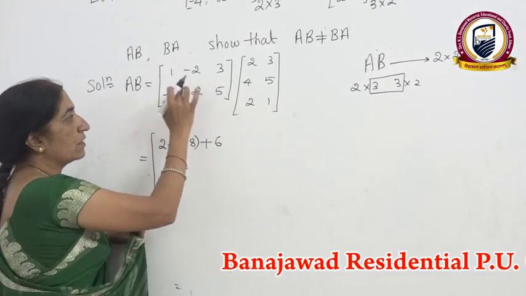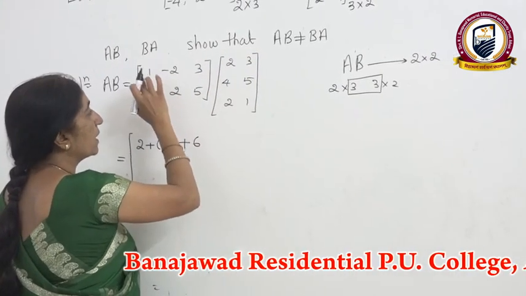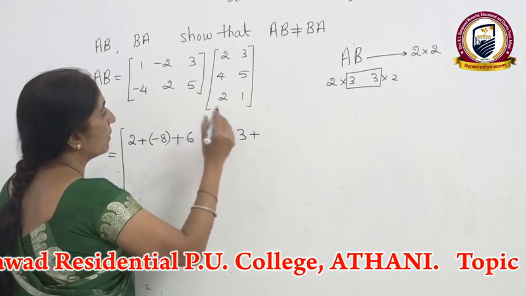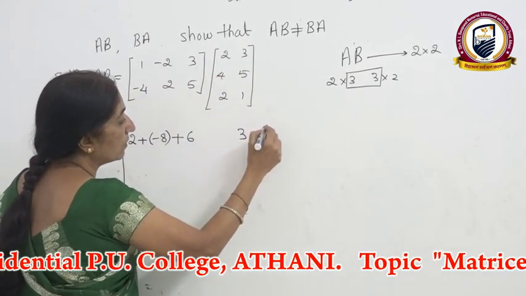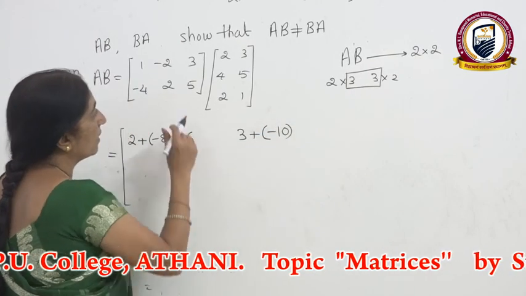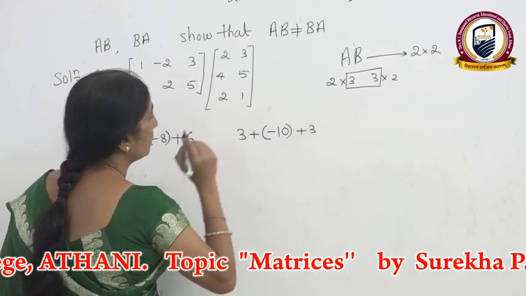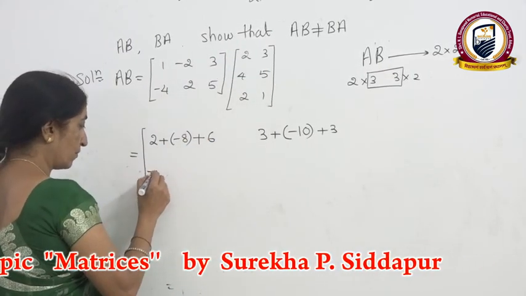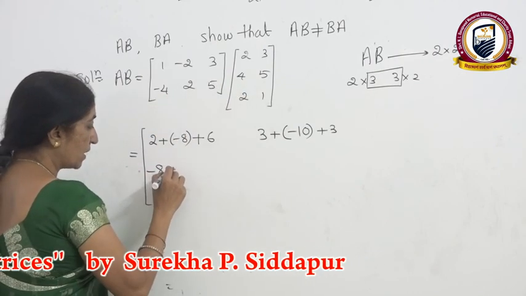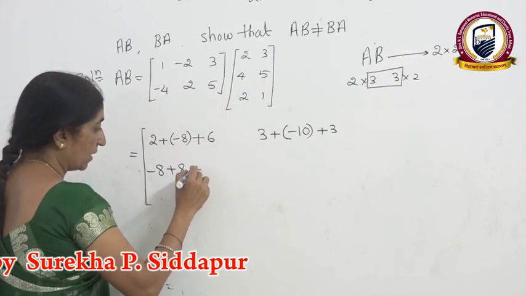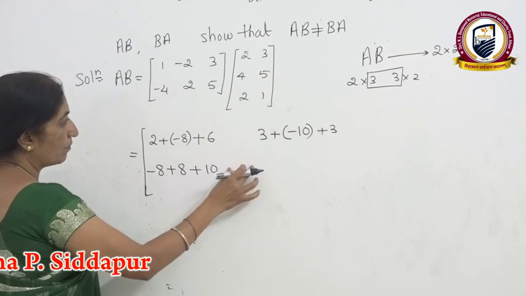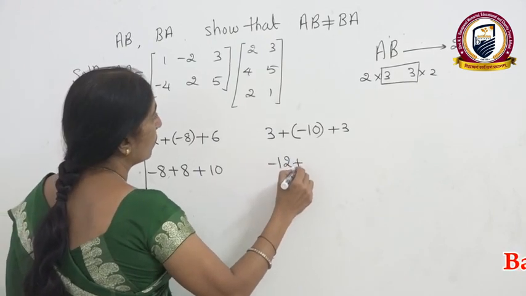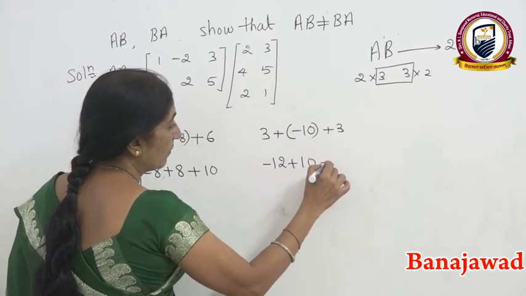Then leave some place. First row with second column. In that, corresponding elements, 1 into 3. In the middle plus. But here 1 is negative, which means you have to write it in the bracket. Plus 3. Then second row with first column. What is the first element? Minus 8. Plus 8. Plus 10. Then leave some place. Second row with second column. Minus 12. Plus 10. Corresponding elements, next one is 5.